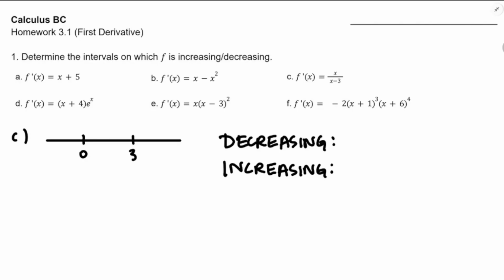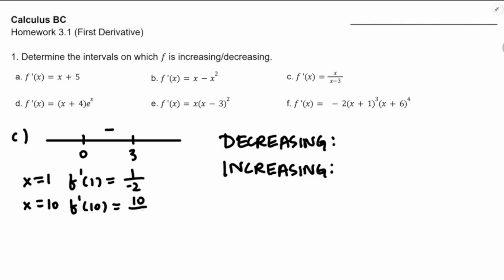And so I'm going to choose a test point, something between 0 and 3, like x equals 1. Okay, f prime of 1 is going to equal 1 over 1 minus 3. That's a negative number, so I just put in a negative there. Choose something bigger than 3, like x equals 10. You could do 4, but I like to do something nice and clear so that you kind of get the point. So 10 over 7, that's definitely a positive number.